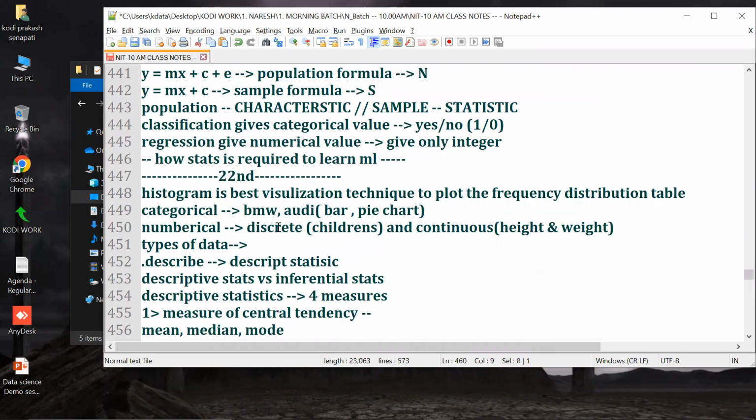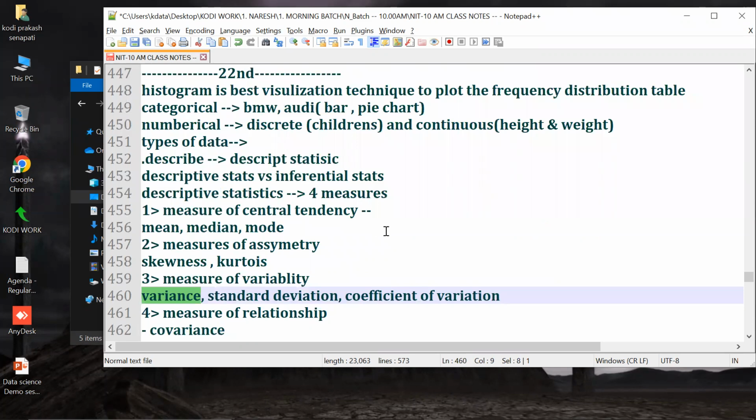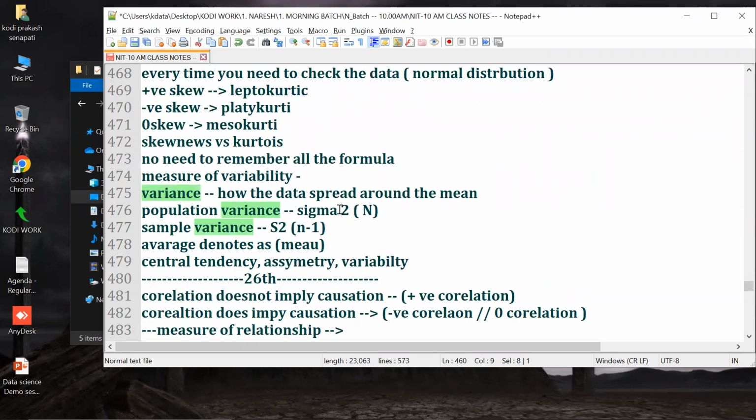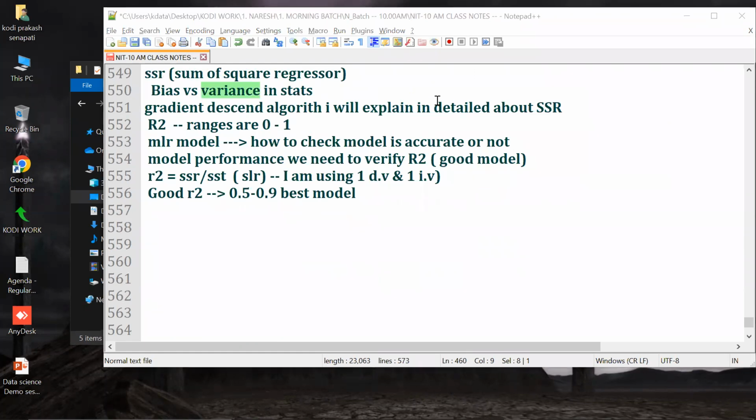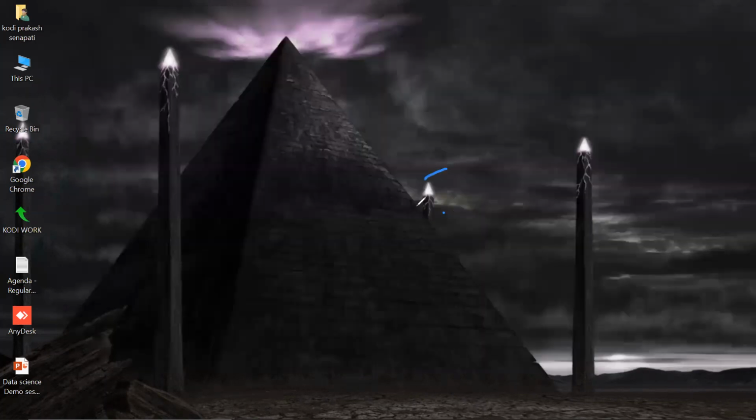Covariance, variance, how the data spreads towards the mean. But what is bias? Let me tell you in a very simple way. I'll make two groups. This is group A and this is group B.